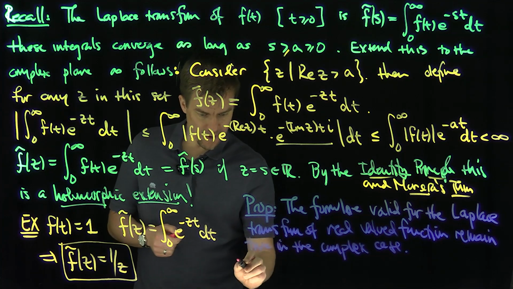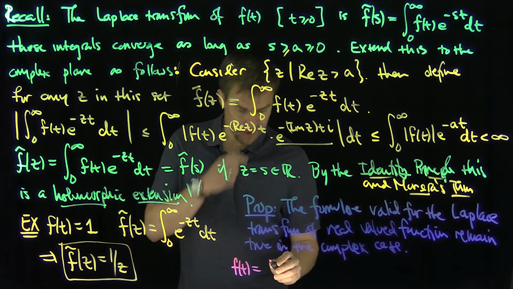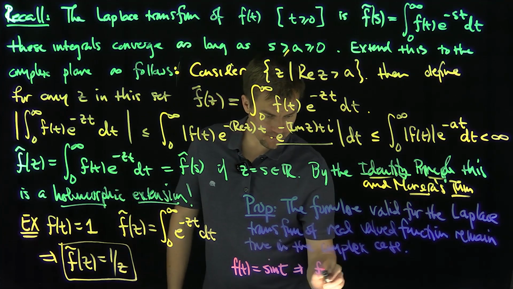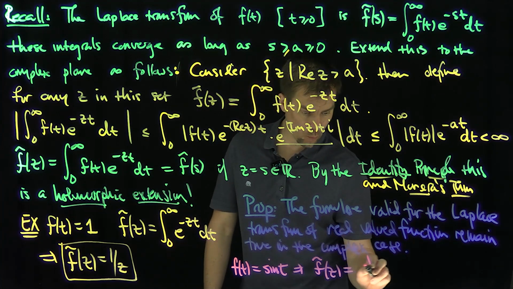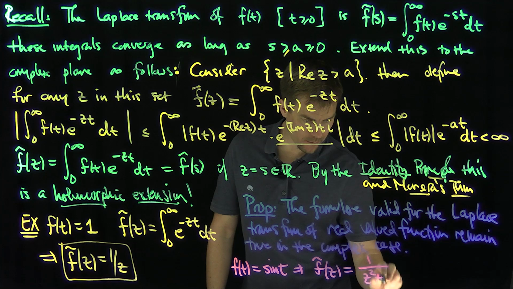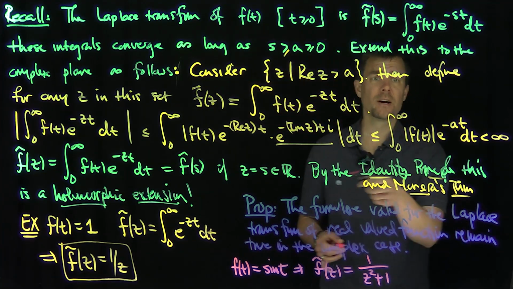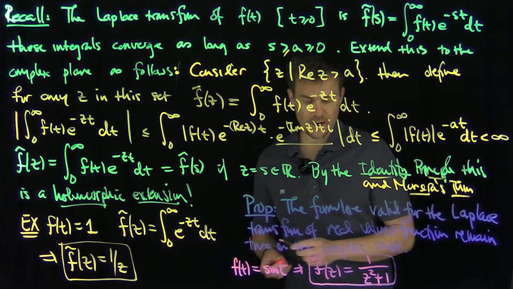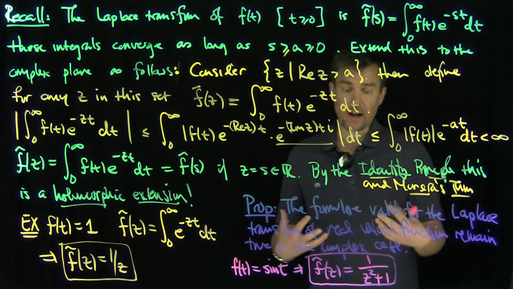So for example, I can say if f of t is equal to sine of t, then this implies f tilde of z is going to be 1 over z squared plus 1. Same formula. It has to be the same formula just by the identity principle over here. So in other words, this function is the complex Laplace transform of sine of t, and all the other formulas remain exactly the same.